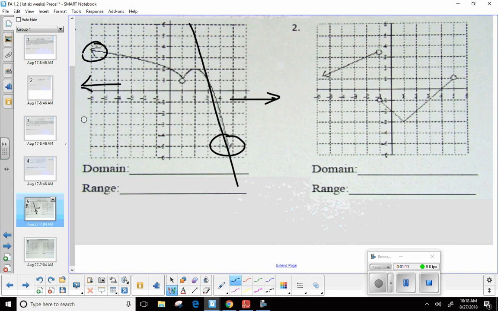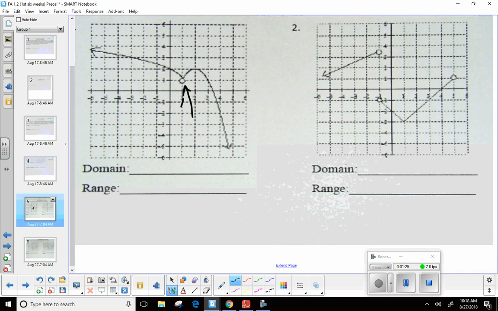But does that mean it's just all reals? What am I missing? There's a hole right here. So what's that value where it happens? The x. Okay, so 1. So I'm going to have to write negative infinity to 1 union 1 to infinity. Or we could just say all reals except x can't equal 1. Would you guys agree? Okay, has anybody got any questions on that?